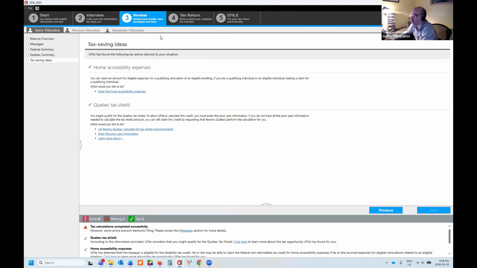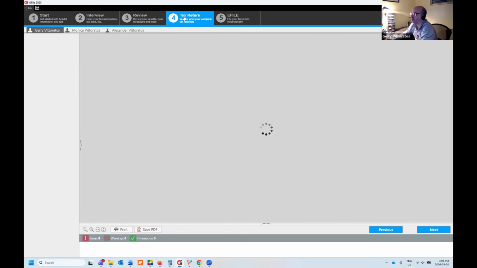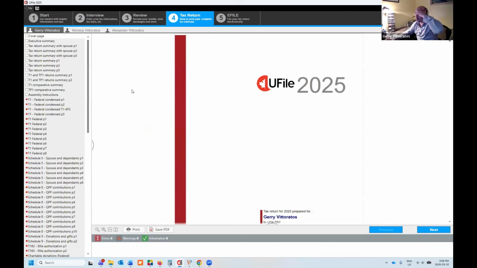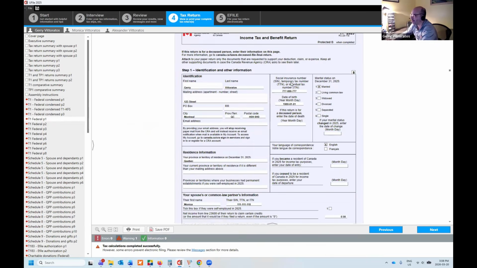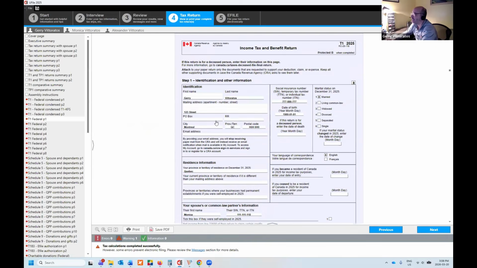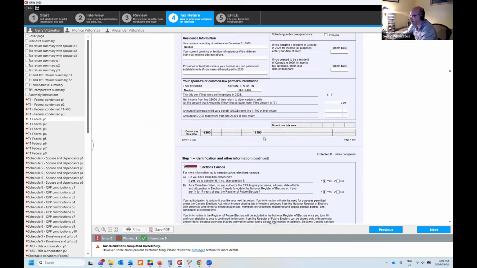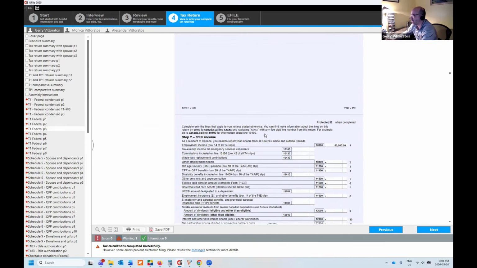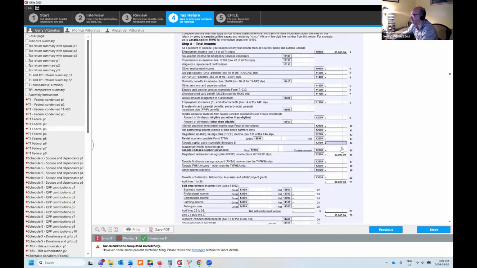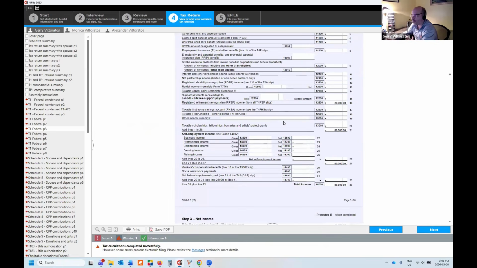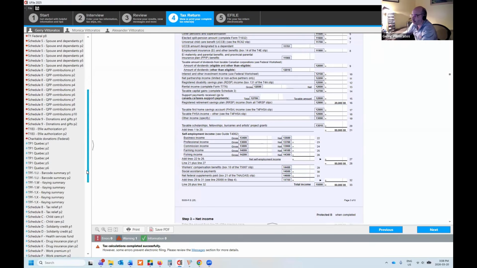Now, once I've checked this review tab, I'm ready for the fourth, which is the tax return tab. What the program will do is take all the results and produce the official government forms filled in by the answers I provided in the interview. So you see right here, everything's filled in. See, there's my employment income, there's my pension income, so on and so forth. These are the official federal forms. Anything you see with a maple leaf next to it is an official federal form.